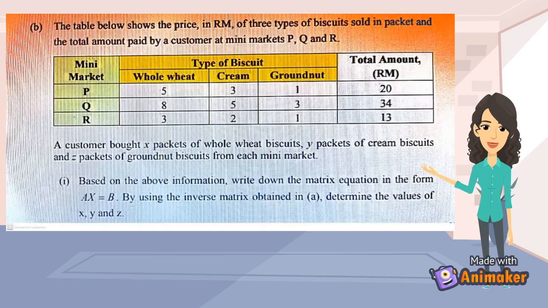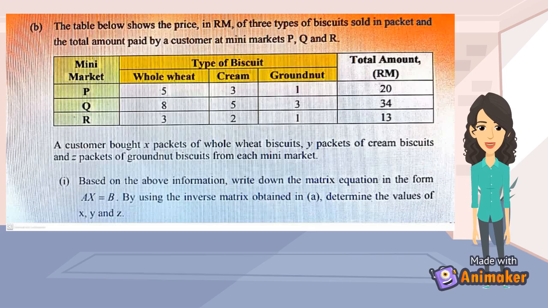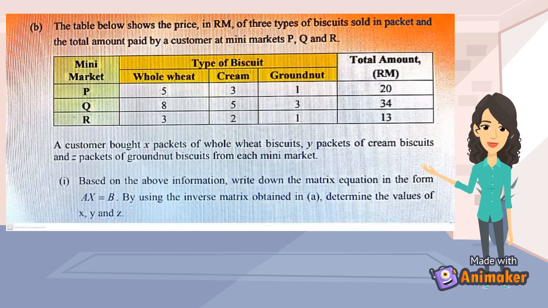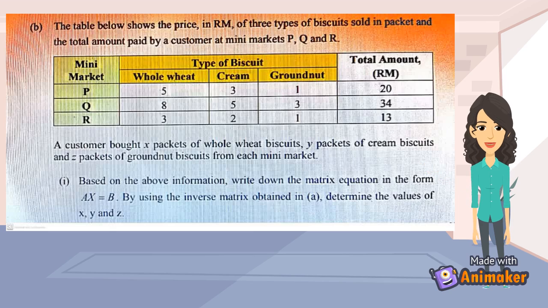Everyone, let us look at this example. There is one table that consists of 3 types of markets, types of biscuits, and the total amount for each market. The table above gives us the guidance to solve the problem. Let us put Danial as a subject in this situation. For instance, Danial has bought X packets of whole wheat biscuits, Y packets of cream biscuits, and Z packets of groundnut biscuits from each mini market. Therefore, how are we going to know the exact values of X, Y and Z? Like I mentioned before, we can solve this using problem-solving with matrices.